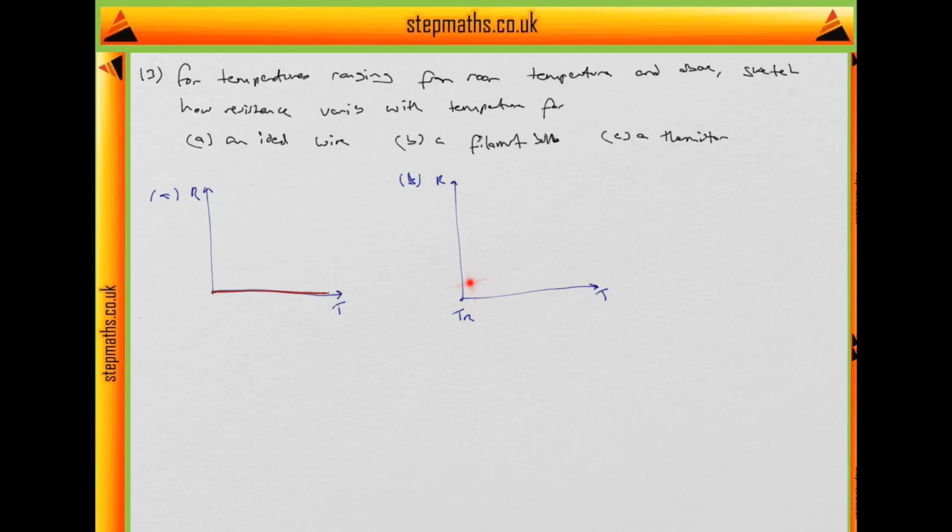But we're starting at room temperature. It's not going to start with zero resistance. So we're going to start somewhere here, and then it's going to be non-ohmic and increase like an exponential. So it'll be something like this.